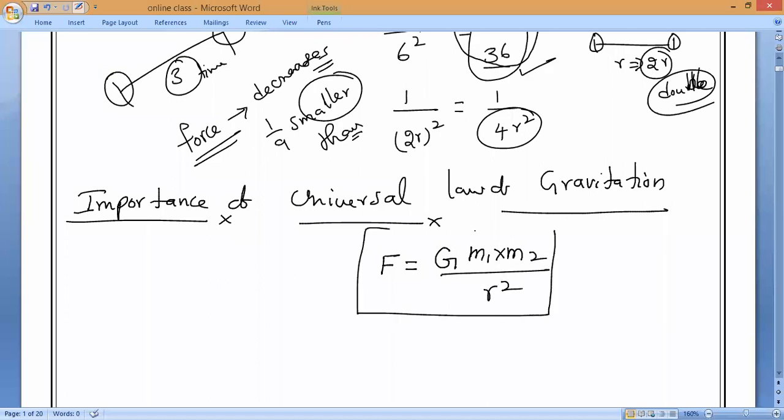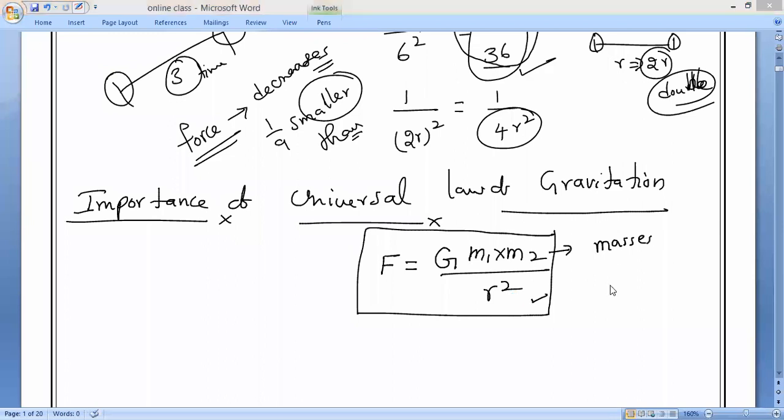So F is equal to, what is the formula, Hari? Capital G into M1 into M2 divided by R square. So M1 into M2 is what? Masses of two bodies. And R means what, Mitaksri? Sir, distance between those two bodies, sir. Understand? So now observe very carefully here.